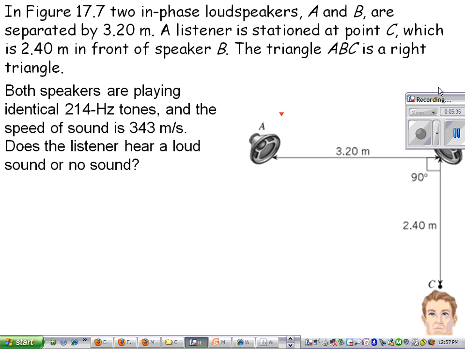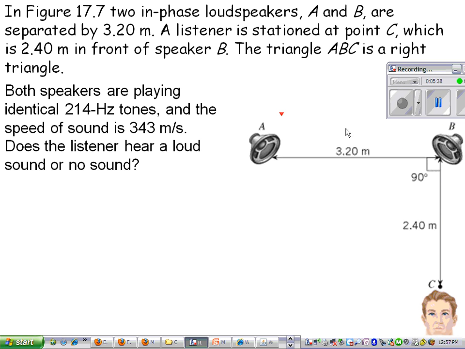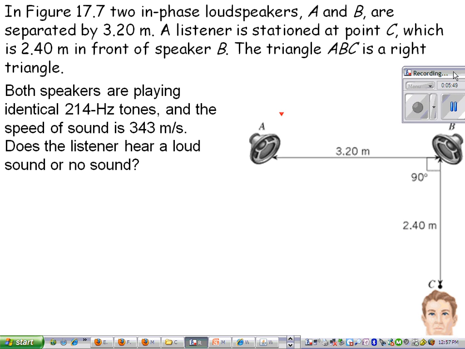Now we're going to take a look at how to solve a problem in terms of constructive and destructive interference. In figure 17.7, two in-phase loudspeakers, A and B, are separated by 3.2 meters. A listener is standing at point C, which is 2.4 meters in front of speaker B. The triangle ABC is a right triangle. Both speakers are playing identical 214 hertz tones, and the speed of sound is 343 meters per second. Does the listener hear a loud sound or no sound? In other words, is destructive or constructive interference occurring right here?